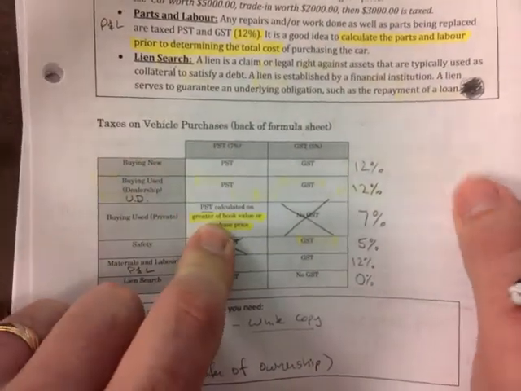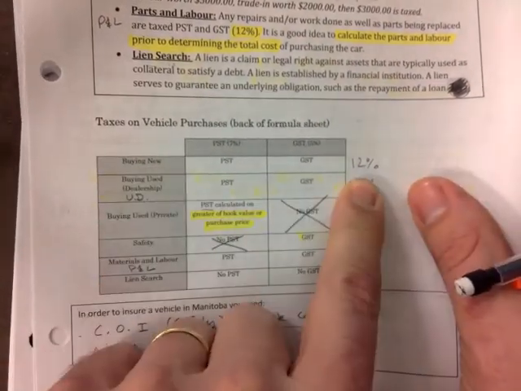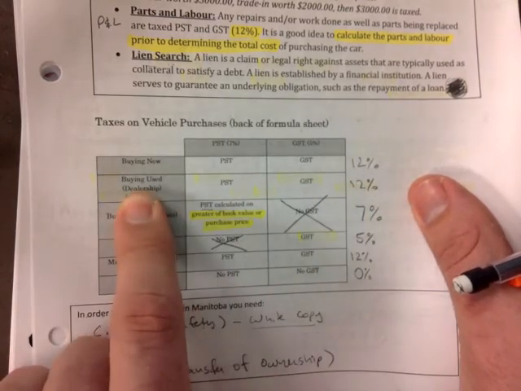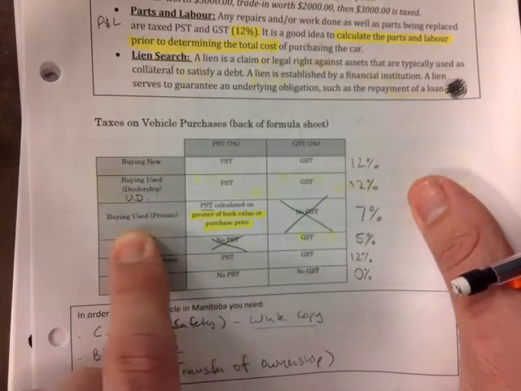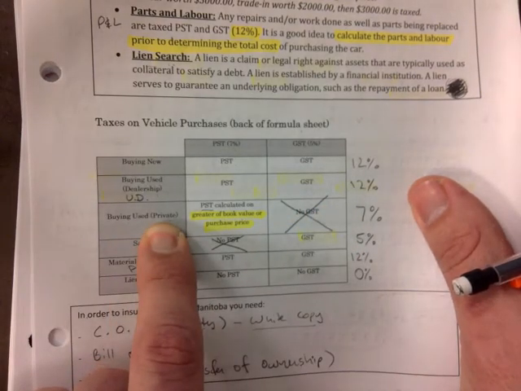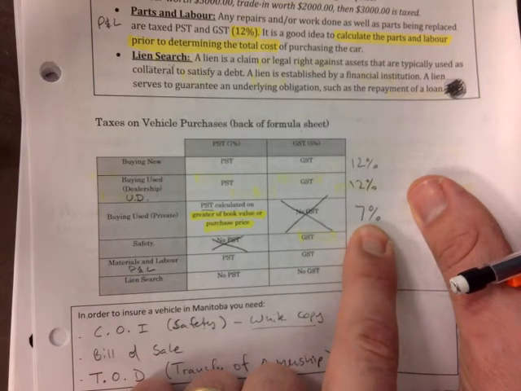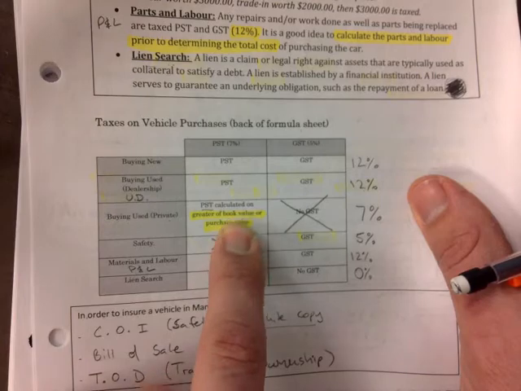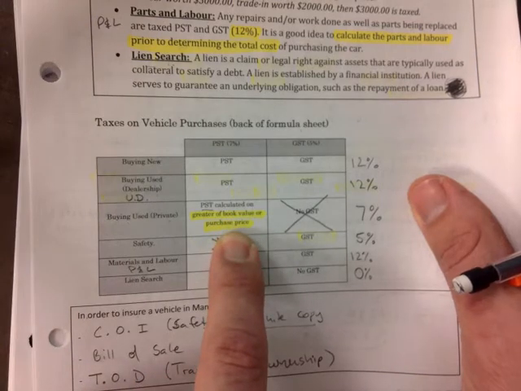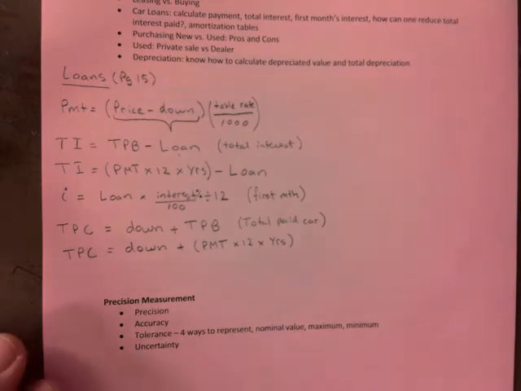Taxes on a vehicle, right? If it's new, you pay the 12%. If it's used from a dealership, still 12%. If it's used but private, then you only pay 7% on the greater of the book value or purchase price. So it's the greater of the two, which you're going to see in the booklet here.